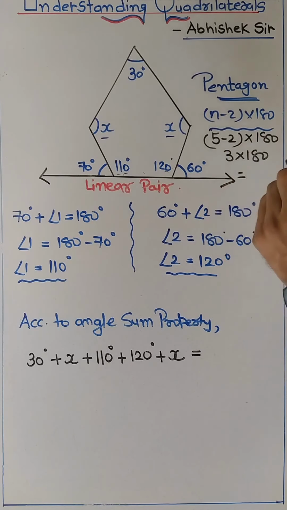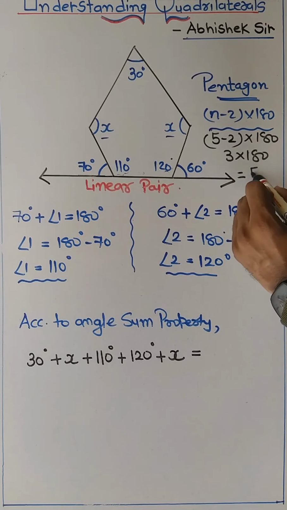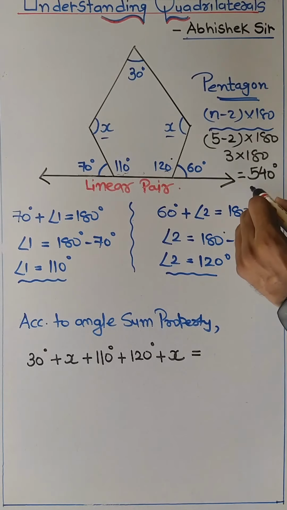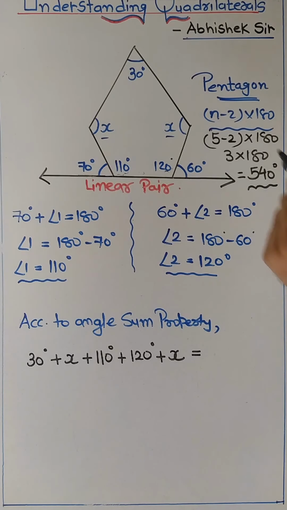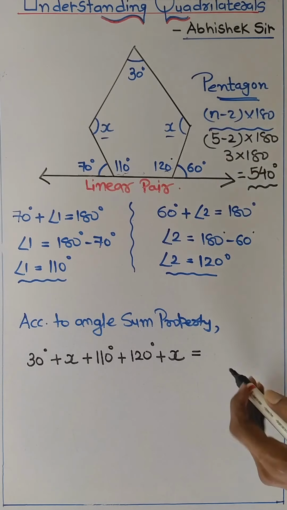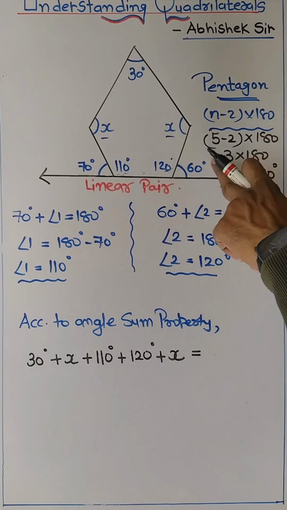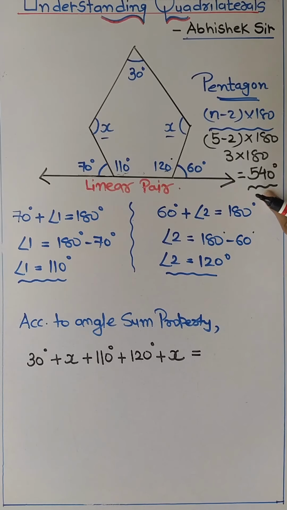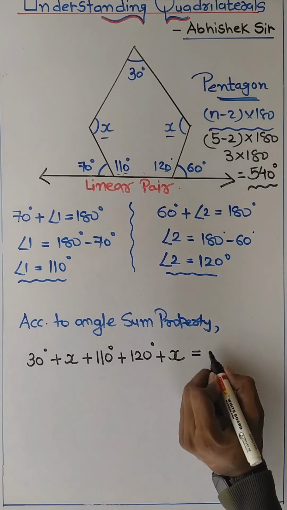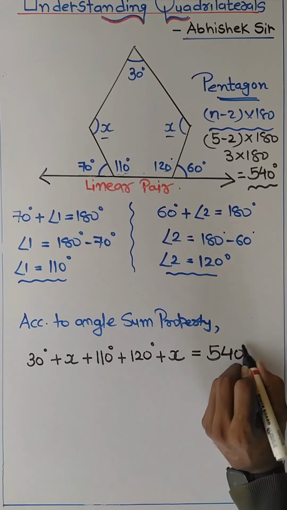So what will be 180 into 3? 540, right? So that is how we are finding the angle sum of a pentagon. Now instead of doing this calculation over here, since we have done this kind of calculation inside, we will directly write 540 over here, right? So 540.